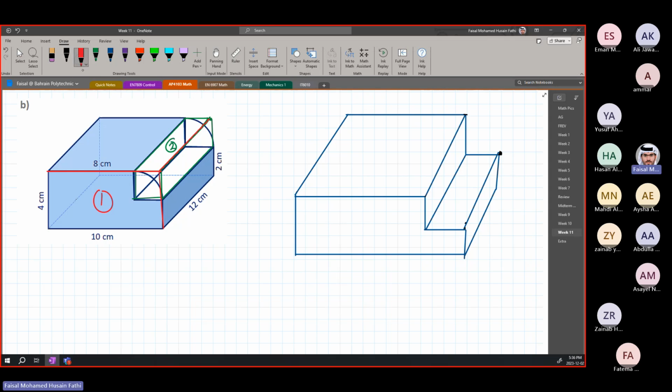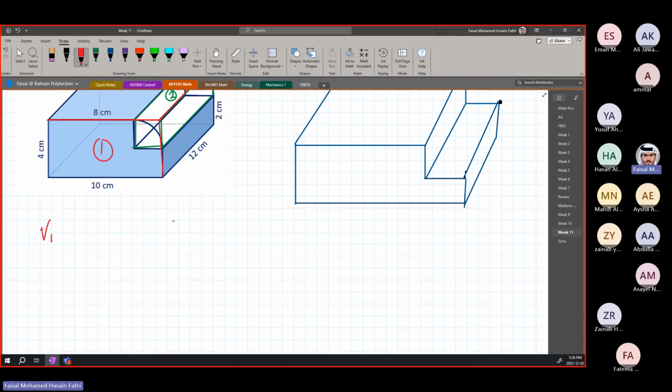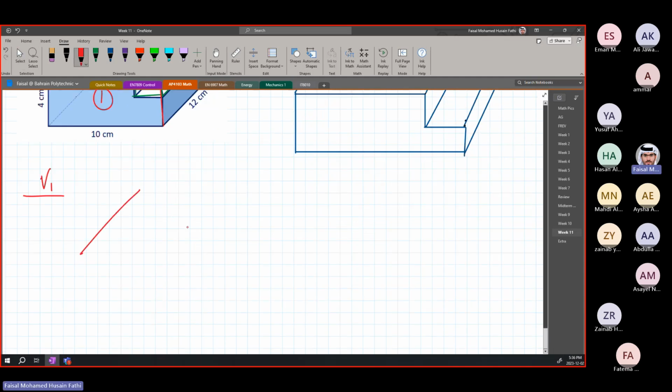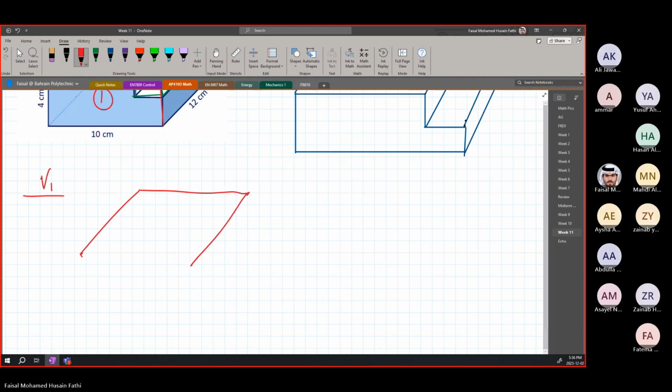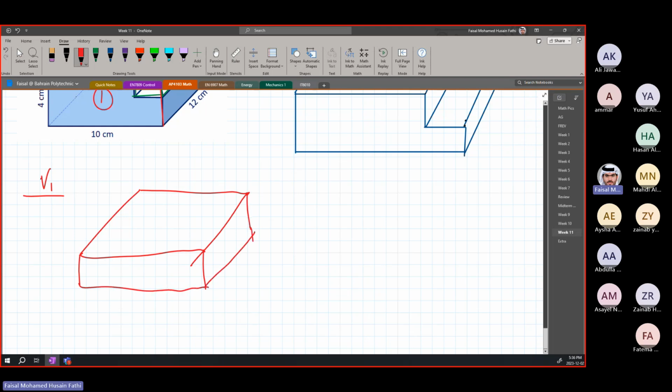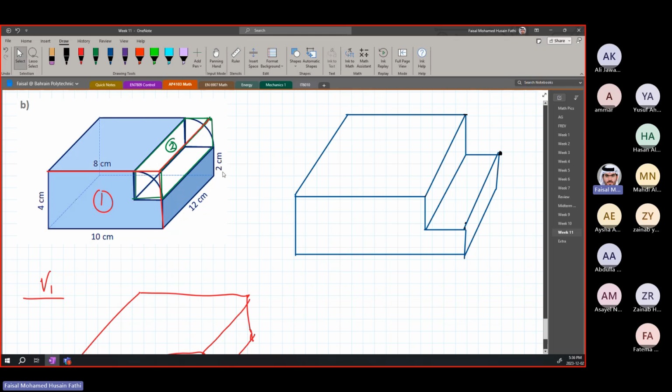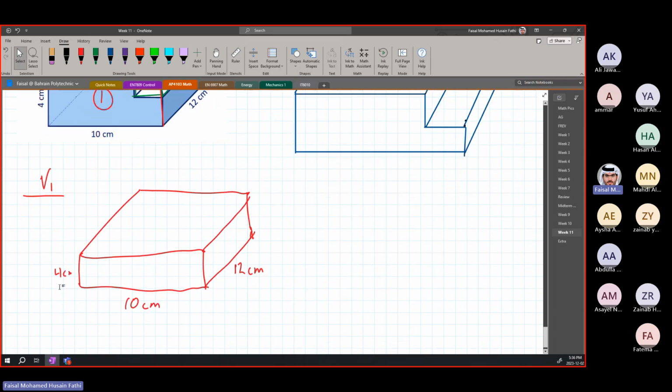If I want to redraw it, let's do V1. We're going to redraw V1. It's just going to be the full prism like this. And it's 10 centimeters here, 4 centimeters here, 12 centimeters here. Okay, 2 centimeters here. Nope, it's not 2 centimeters here. It's 2 plus this top part, which is the 4. Don't confuse here, which we already have. We only need 3 dimensions anyway.